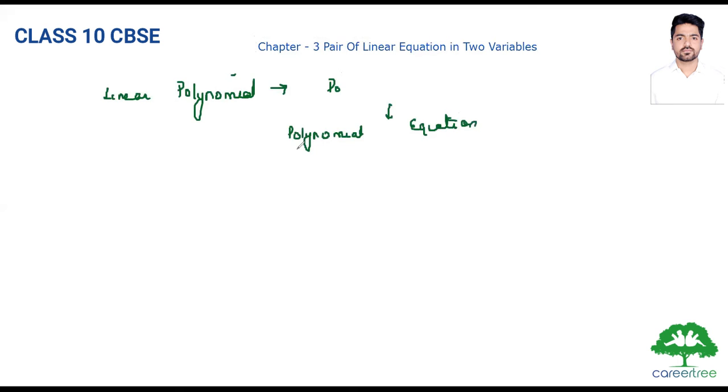Because a polynomial can be 2x plus 3. It becomes an equation only when you put it equal to something, let's say 8. So there is no equation in a polynomial. A polynomial is just an expression, just an algebraic expression, which has two or more terms.